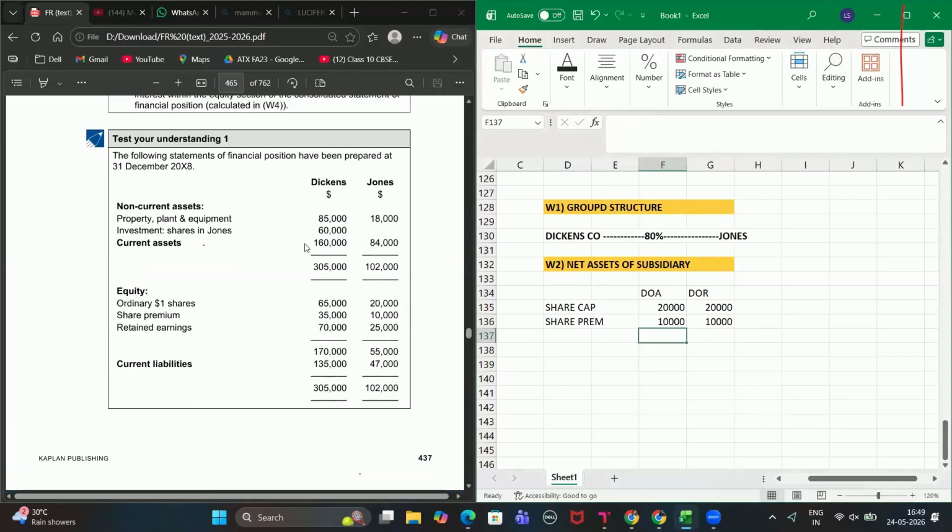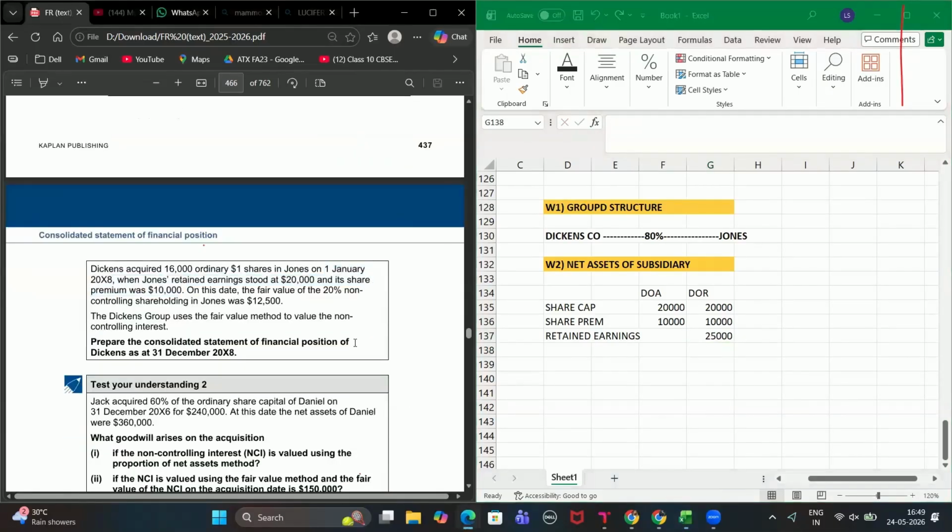So what else do we need? What else do we include in the calculation of net assets? We include retained earnings. What are the retained earnings here? How much is the retained earnings at date of reporting? It is 25,000.